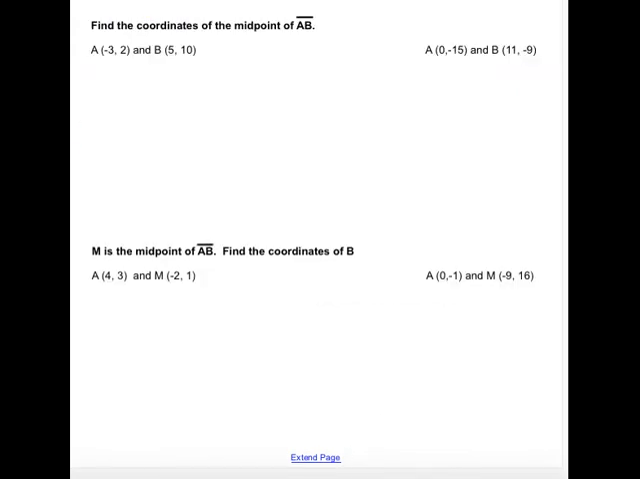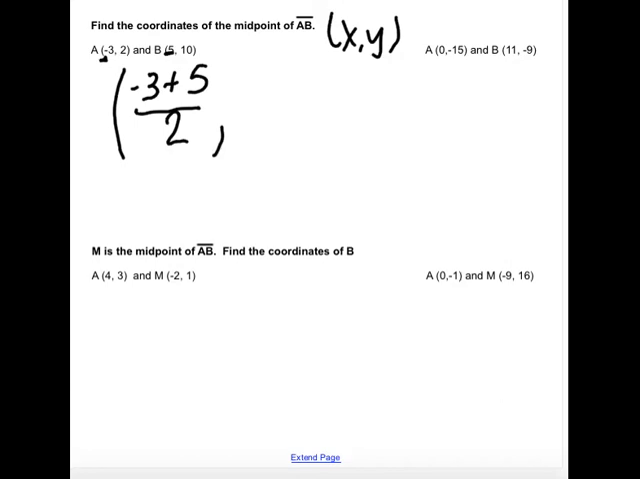The coordinates, we have coordinate planes, a little bit trickier. We add our x's. Remember, points come in the form x comma y, so x is always the first stuff, y is the second stuff. So to find the coordinates of my midpoint, I add my two x's, in this case -3 and 5 divided by 2, and then add my y's, which are 2 and 10. So 2 plus 10, and divide them by 2.